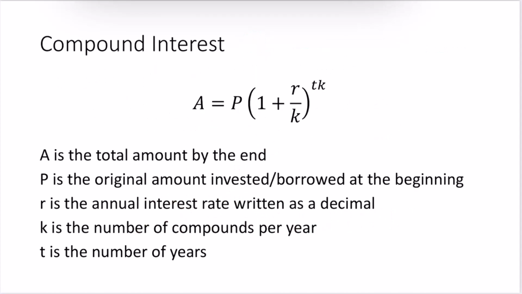And so this is the general compound interest formula, and this formula is basically generalizing what we did on the last slide. So in this formula, we have several different variables. We have A, which represents the total amount at the end, just like with simple interest. P is the initial amount that you invest or borrow at the beginning. R is the interest rate. And K is a new variable that represents the number of times we're compounding the interest per year.